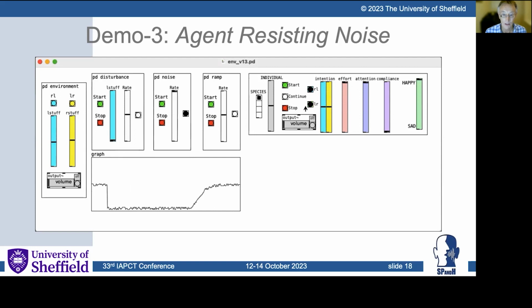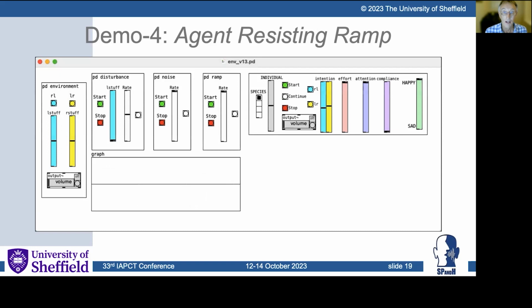Okay, so this is all standard stuff. I'm just making sure you understand the basics here before we get to the compliant thing. Okay, and I switched the agent off, which just shows that all that noise was going on in the background. So I mentioned there are 3 types of disturbance: manual, noise, and a ramp. And the ramp is quite a fun one. So this is just demonstrating control over the ramp with sufficient effort and attention.